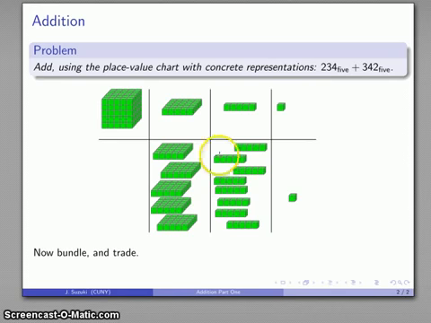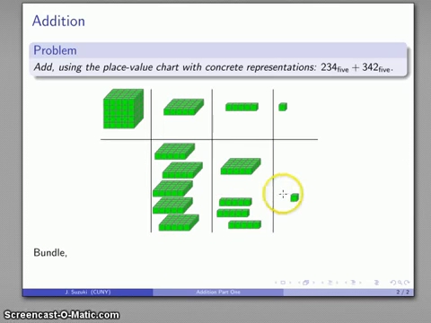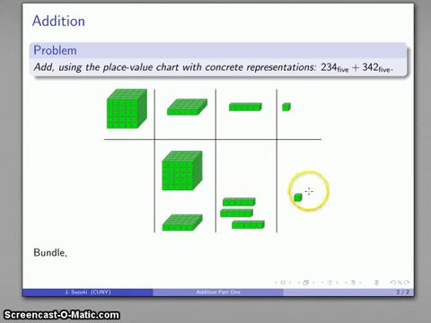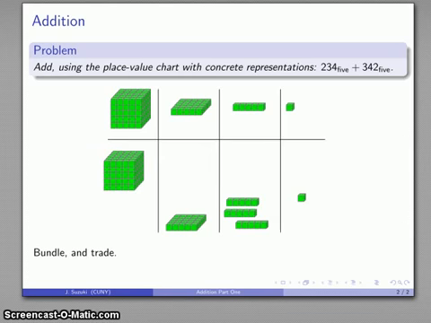And again, I have a bundle of 5 here. And again, this doesn't really belong here. It belongs to the next place over. And again, I have a bundle of 5 here. And again, this doesn't really belong here. It belongs to the next place over. And I have no more bundles I can make, so now I'm ready to write my final answer.